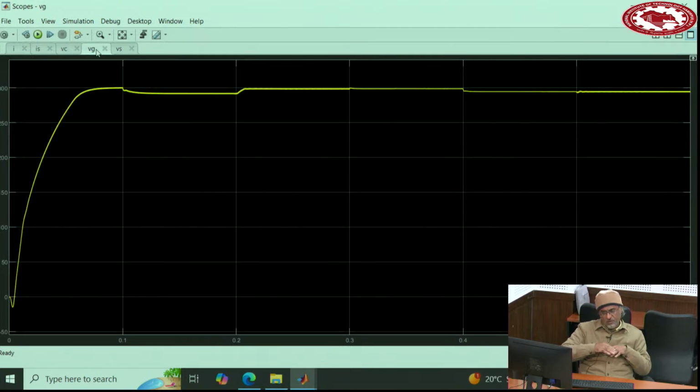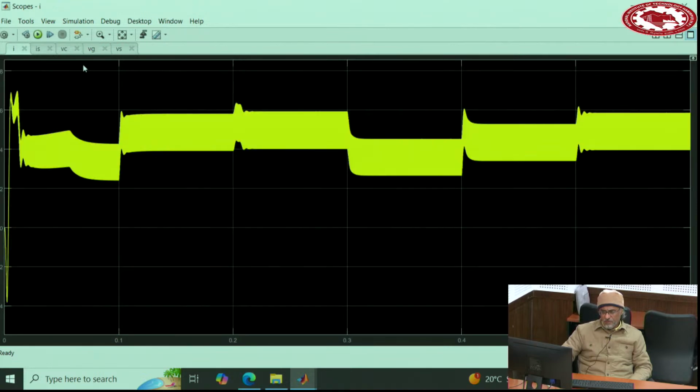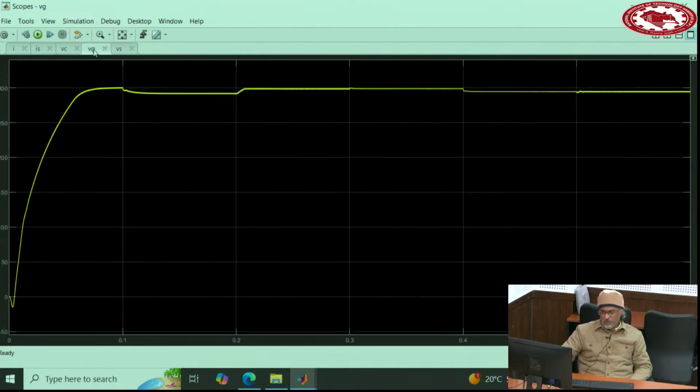At the beginning, it's not connected to the grid, so the converter builds the voltage up to 300. Then you have a load change because you see the current goes up. So you have a load change, and the voltage goes down. And then again, I don't know what happens, maybe synchronization is activated. And at this point, you connect to the grid. So the voltage of load and grid become equal, and at this point you drop the grid voltage.